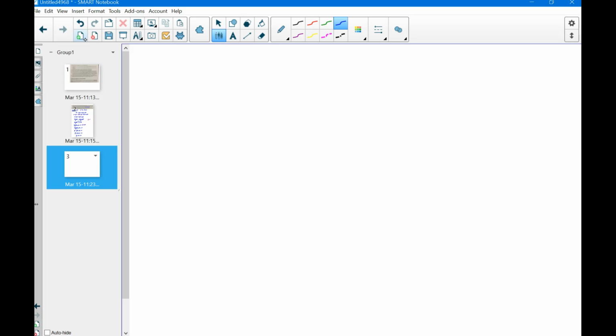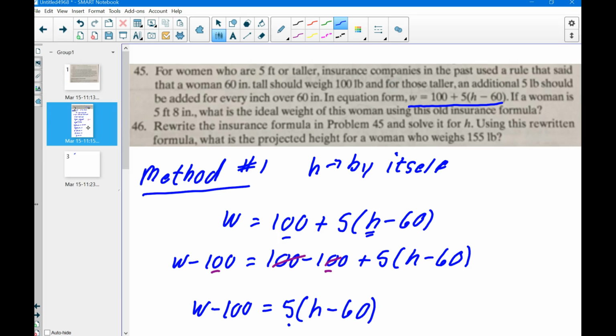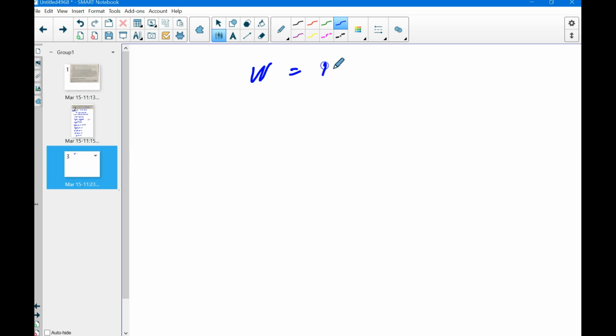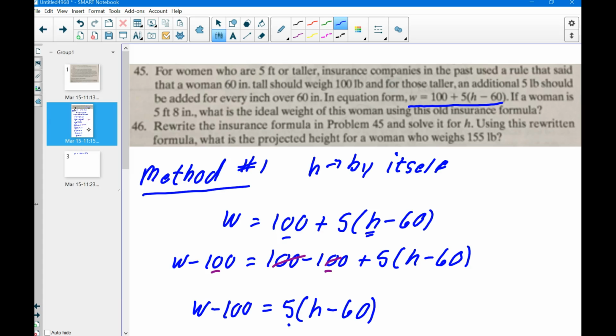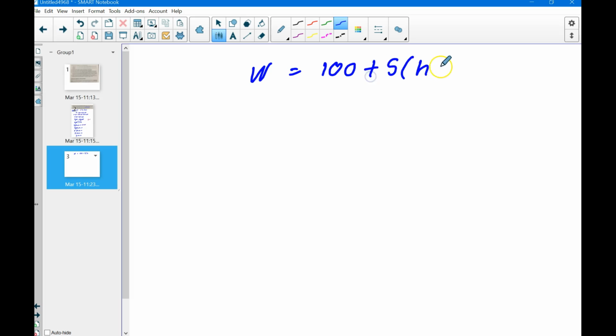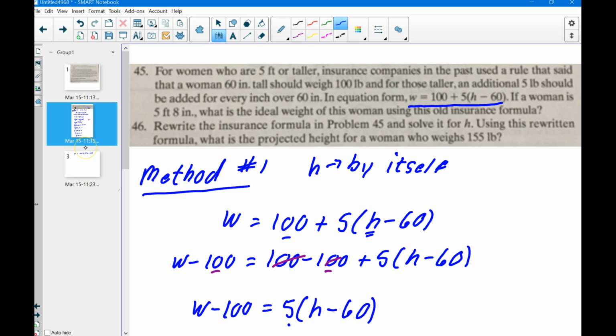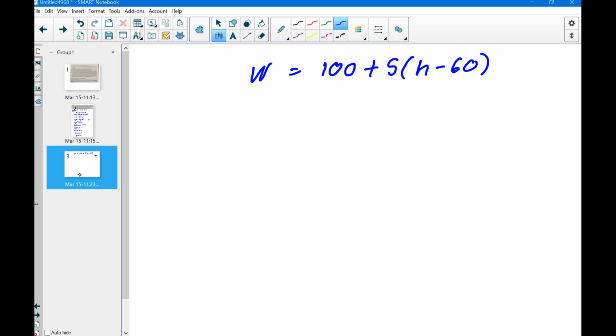So I have W. Just making sure the formula is right. W equals 100 plus 5 outside of H minus 60. I'm just going to make sure I wrote that down right. So this is method number 2.